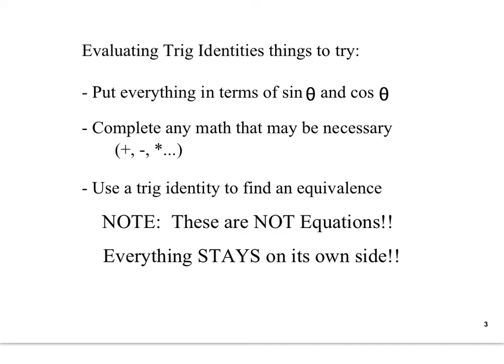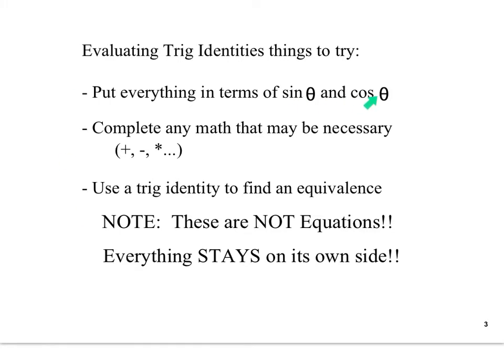And what we're going to be doing is called evaluating trig identities. And that just means we're just going to prove that one side equals another. We've done this with algebra before, but now we're going to start doing it with trigonometry. These are some just basic things to try. No particular order. Notice they're not numbered, but these are the things we generally try.